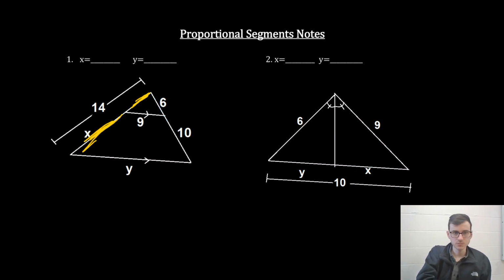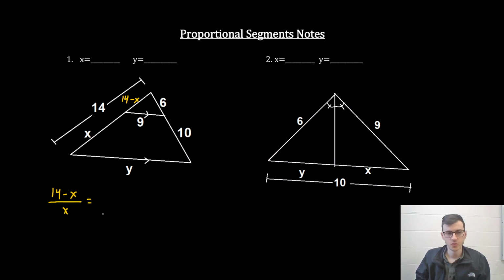So, since this is 14 and this is x, this is going to happen a lot in these problems. I'm going to call this little piece right here 14 minus x, right? You could call it y, but I know that whatever this is, if I add this and x, it has to equal 14. So that's 14 minus x. So then I know that 14 minus x over x is equal to 6 over 10.